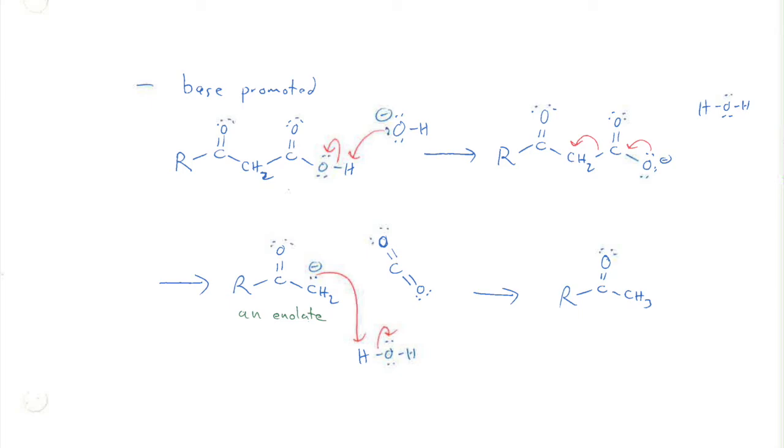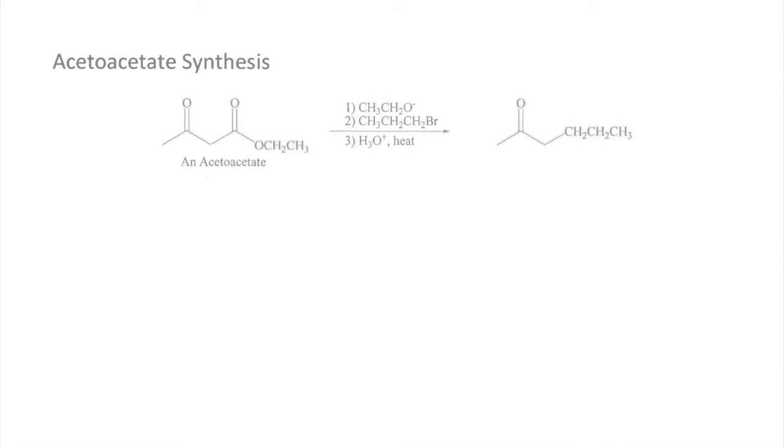The first one we're going to look at is called the acetoacetate synthesis. And you would think that something called the acetoacetate synthesis would make something like an acetoacetate. No. It actually reacts acetoacetates, and the products are, in fact, ketones. So here I've got what's commonly referred to as an acetoacetate. And you can see how this name came about.